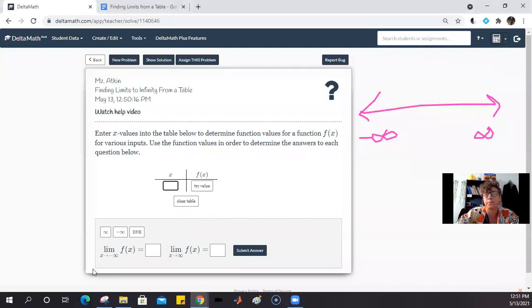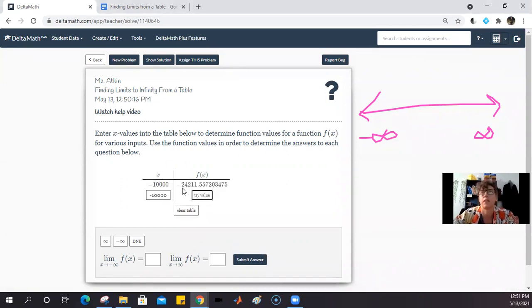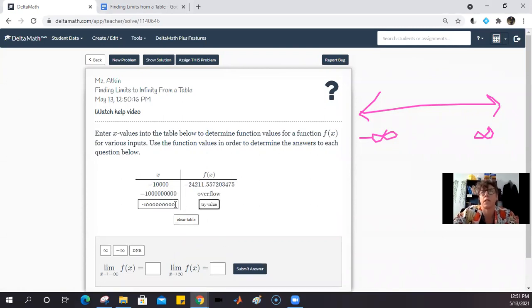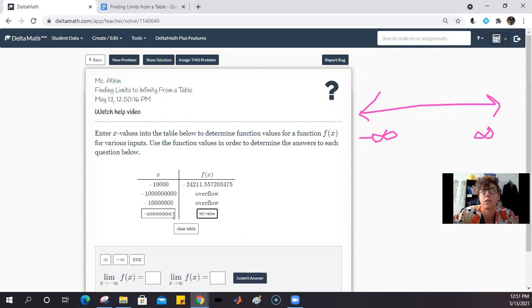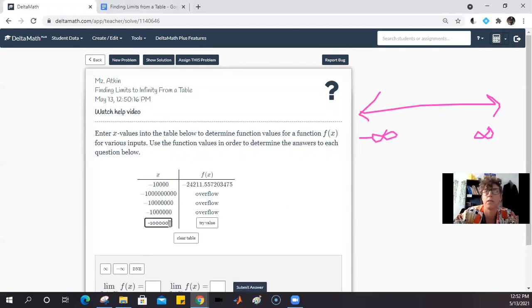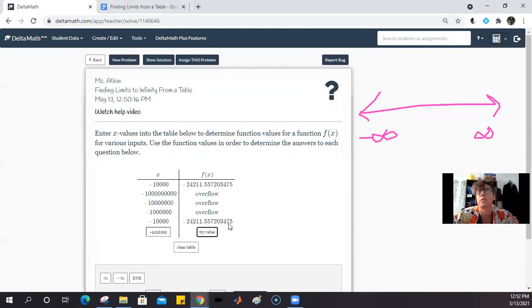So let's go in the negative infinity direction first. Let's plug in a huge negative number. I'm getting a very large negative number, 24,211. How about a bigger negative number? Lots more zeros. Oh, overflow. I did too many. Let's try another one. Oh, that's still overflowing. What do we think is happening here?